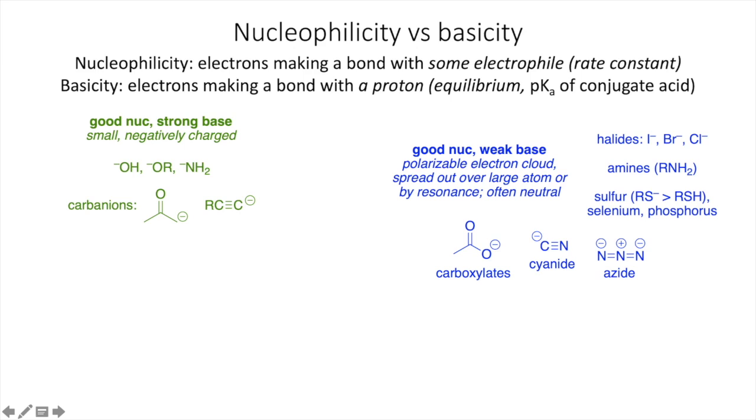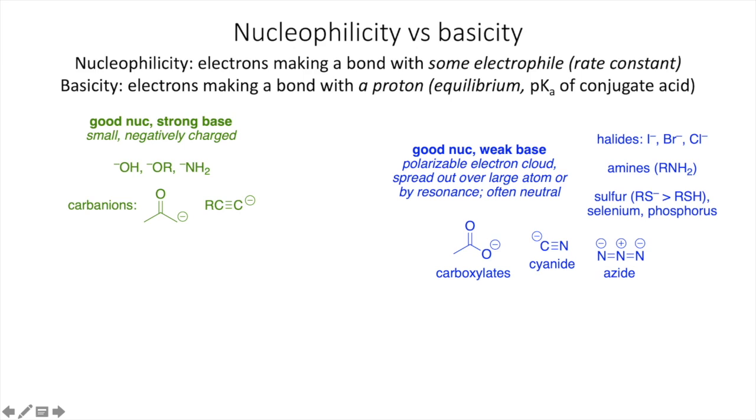We can also think of compounds that are good nucleophiles but weak bases. Generally speaking, these are polarizable electron clouds. They're spread out over probably a large atom, either by just the size of the atom or they're spread out by resonance, and they're often neutral. So in this case, the halides, iodide, bromide, chloride, those are all good nucleophiles and weak bases. Neutral amines are reactive as nucleophiles and a little basic but not strong bases.